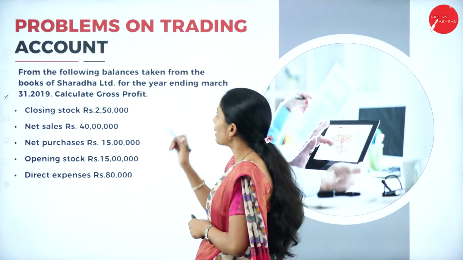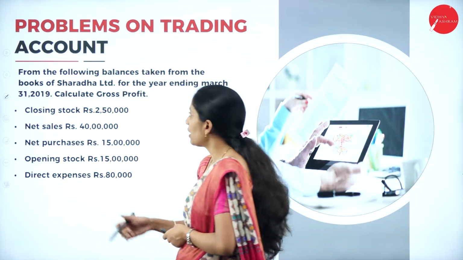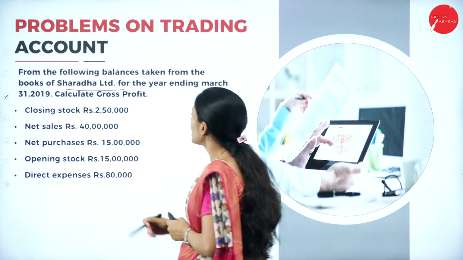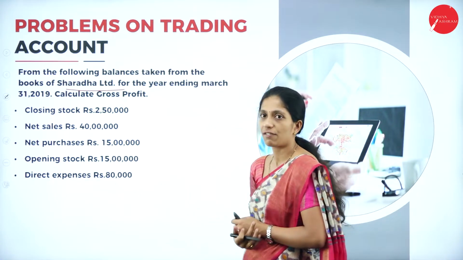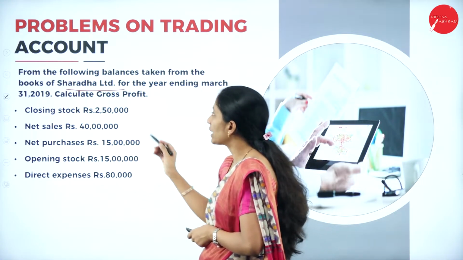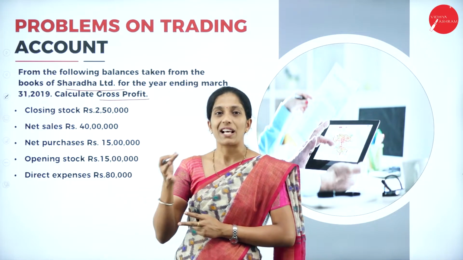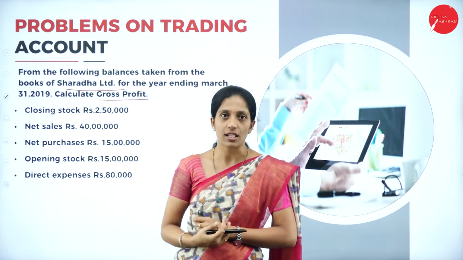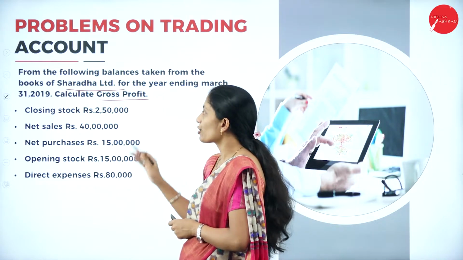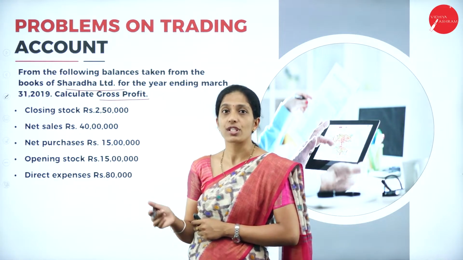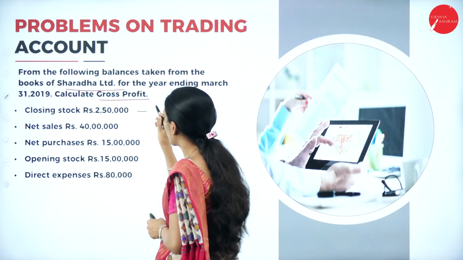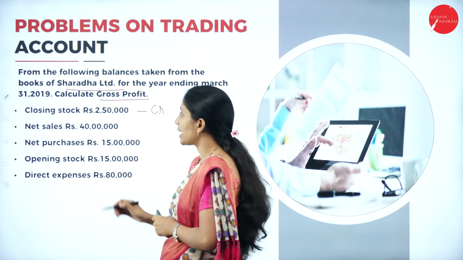So from the following balances taken from the books of Sharada Limited for the year ending March 31st, 2019, calculate the gross profit. So they have asked us to prepare the trading account and find out what is the gross profit. Now closing stock. So where do we record closing stock? That is by closing stock in the credit side.